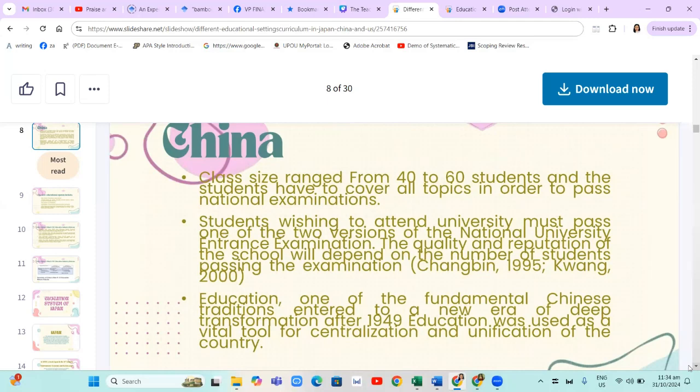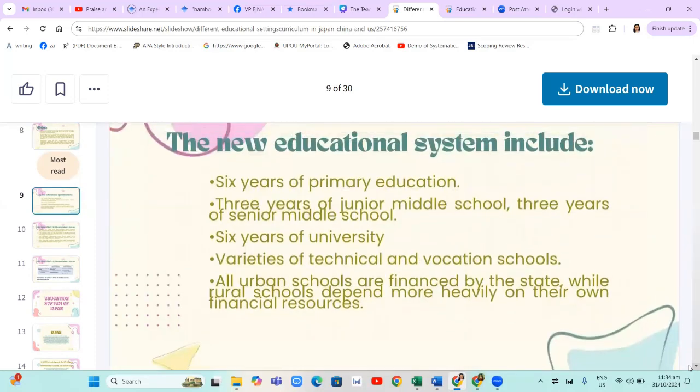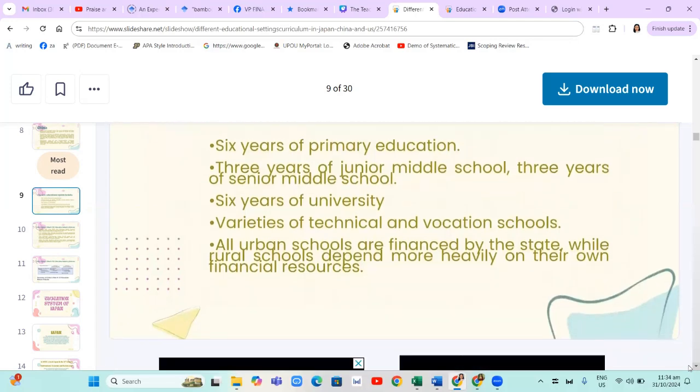Education, one of the fundamental Chinese traditions, entered a new era of deep transformation after 1949. Education was used as a vital tool for centralization and unification of the country. The new educational system in China includes 6 years of primary education, 3 years of junior middle school, 3 years of senior middle school, 6 years of university, and varieties of technical and vocational schools. All urban schools are financed by the state, while rural schools depend more heavily on their own financial resources.